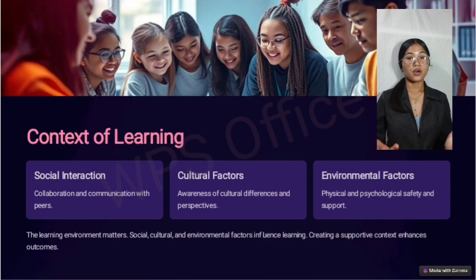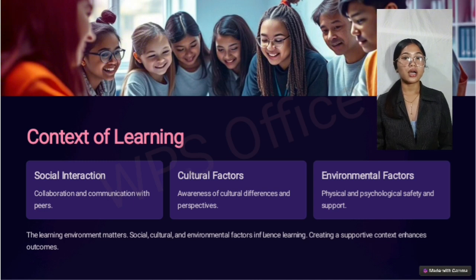Next is the context of learning. Here we have social interactions: collaboration and communication with peers. The second is cultural factors: awareness of cultural differences and perspectives. And then environmental factors: physical and psychological safety and support. The learning environment matters. Social, cultural, and environmental factors influence learning. Creating a supportive context enhances outcomes.